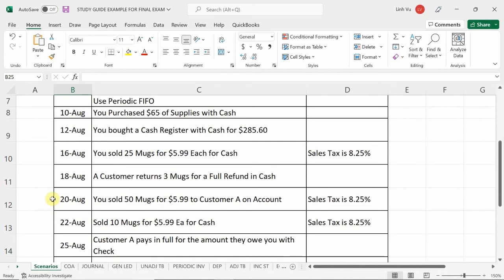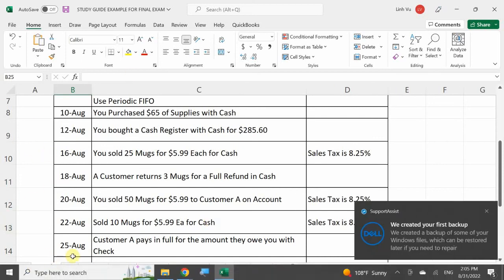Now it is August 16. We're almost there, halfway there. August 16, okay? You sold 25 mugs for $5.99 each for cash. Sales tax was 8.25%. So what am I going to journalize here?